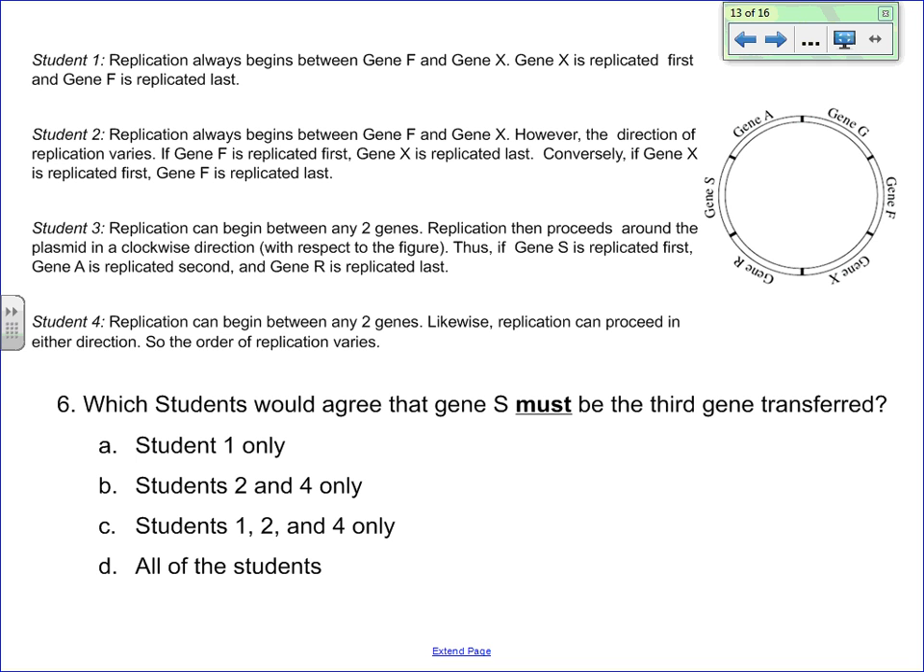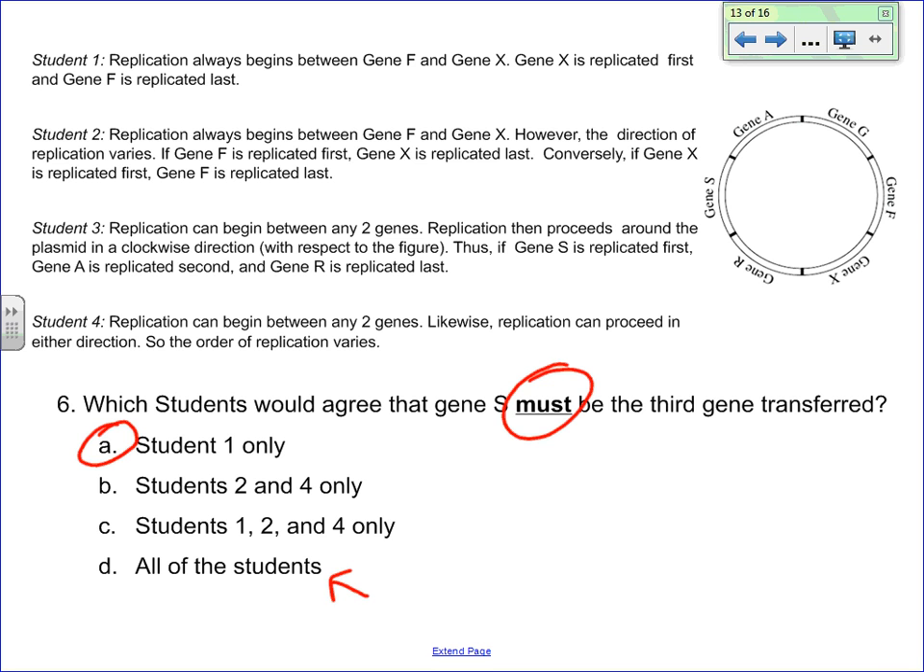All right, now the ACT will not be nice and bold and underline words like this. You have to be able to start pinpointing these. That S must be the third gene transferred. Which is the only student that would say that? Student 1.